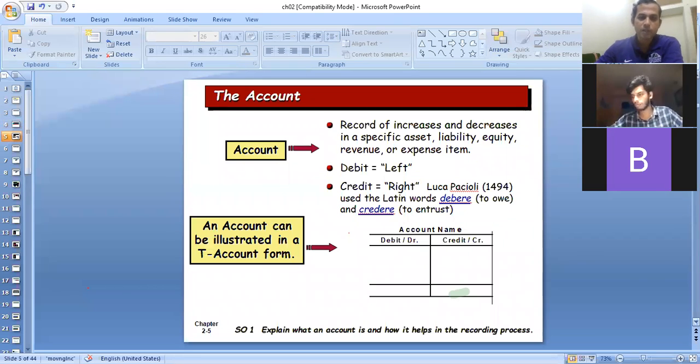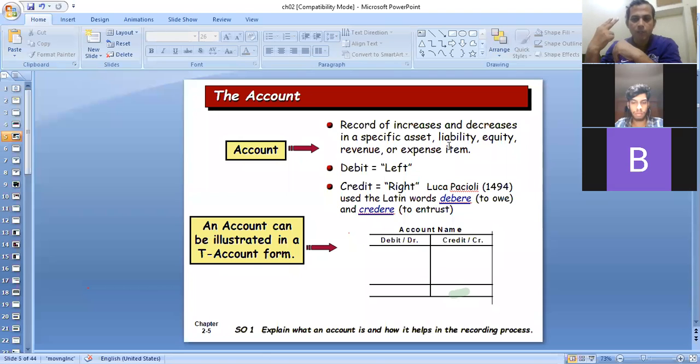So account. What is an account? See your slide. You will see that an account means a record of increase or decrease in any specific asset, liability, equity, revenue, or expense item. So in the transactions, whatever changes come to your assets, liabilities, revenues, or expenses, that's called an account. In the accounting system, an account is divided into two parts, debit and credit.